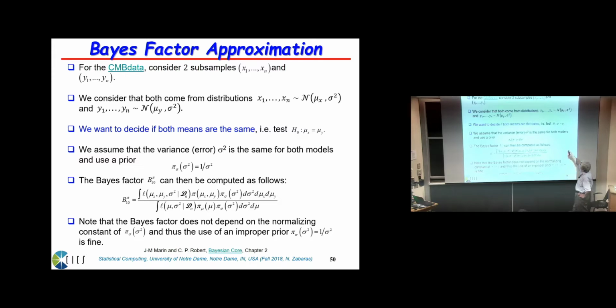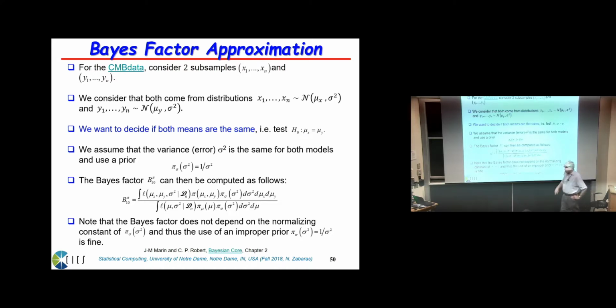And remember model 1, all right? If model 0 says mu x equals mu y, model 1 will have mu x different from mu y. So I'm going to have a prior on mu x and mu y times the prior on sigma squared, and then integration of sigma squared out, and integration of mu x and mu y out. And in model 0, because mu x and mu y are the same, you have a prior only on mu, the prior on sigma squared, which is the same, and integration over sigma squared and mu.